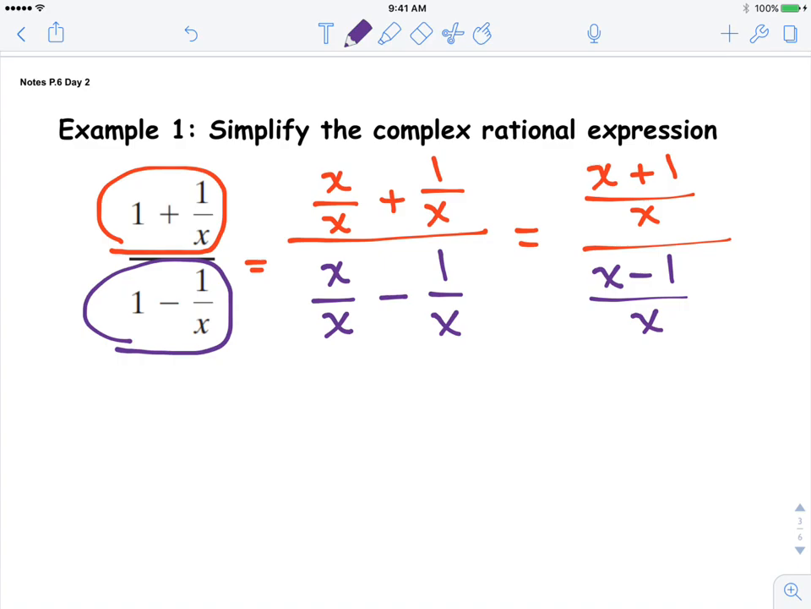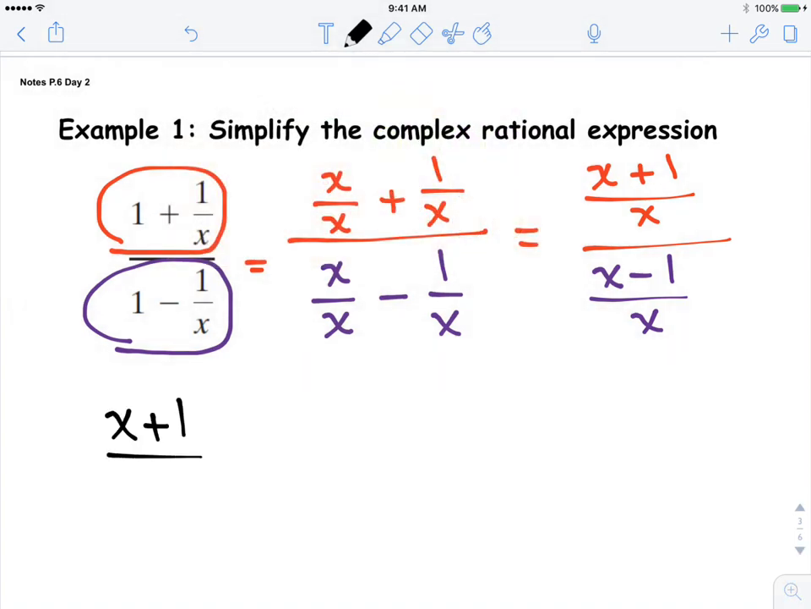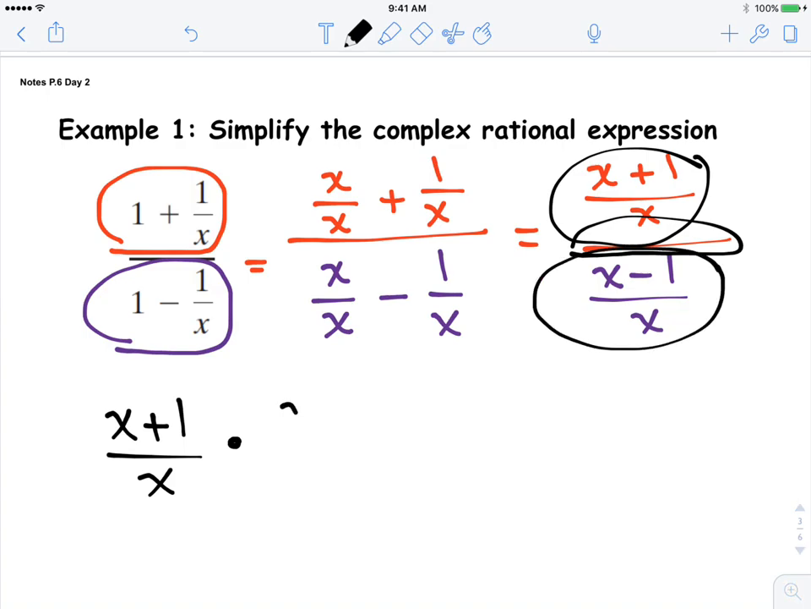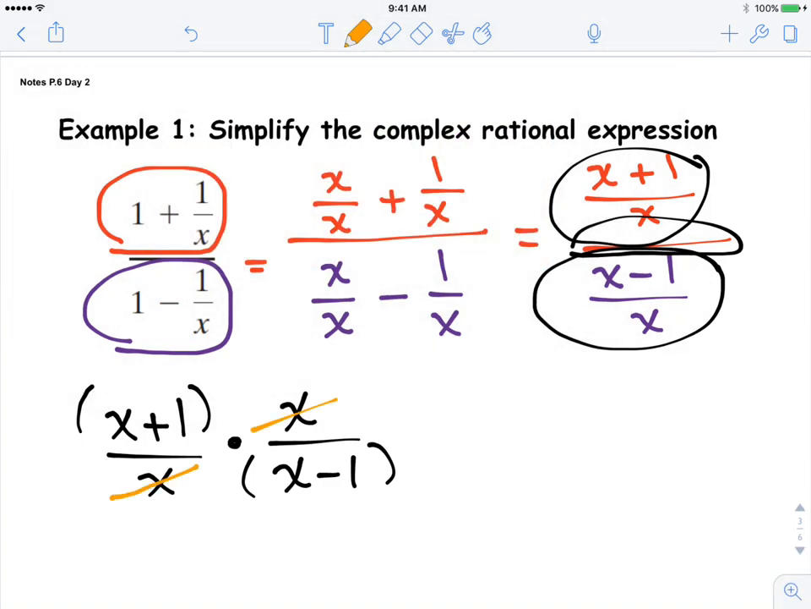So now I'm going to keep, change, flip. So I'm going to keep the x plus 1 over x. So this is my keep. Then I'm going to change this division symbol to multiplication. And then I'm going to flip this purple fraction. You're inverting it. Now I'm going to go ahead and put parentheses. And before I multiply, I'm going to look and see if there's any common factors. There is one common factor. Those will both become 1. Now we have x plus 1 over x minus 1.